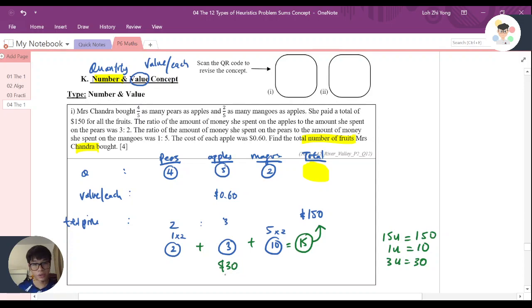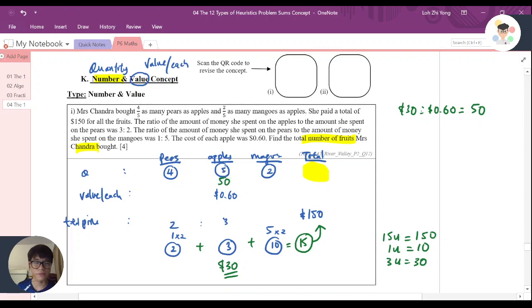$30 is the price I pay for apples, and I know each value is 60 cents. Very obviously, I will use $30 divided by 60 cents. If you use $30 divided by 60 cents, we know that it's 50. The answer is 50. Basically, that's the quantity. Then I know this is 50.